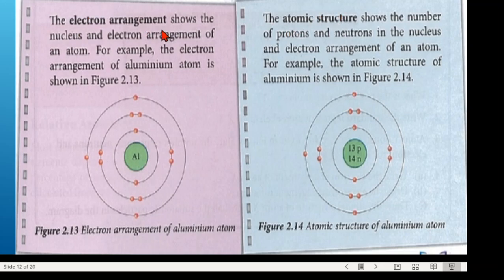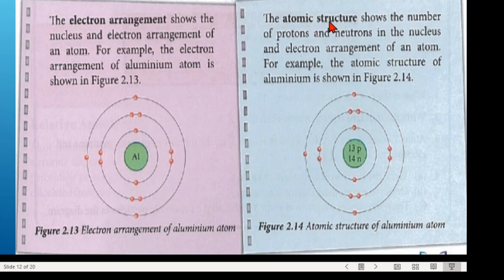Kalau electron arrangement, kalau dia bilang draw electron arrangement, kamu draw ini. This one is the nucleus. Letak nucleus dulu, label dengan simbol dia punya element. For example, aluminium, so Al. Then draw lah first shell, second shell, third shell. Lepas tu isi elektron. Itu adalah electron arrangement.